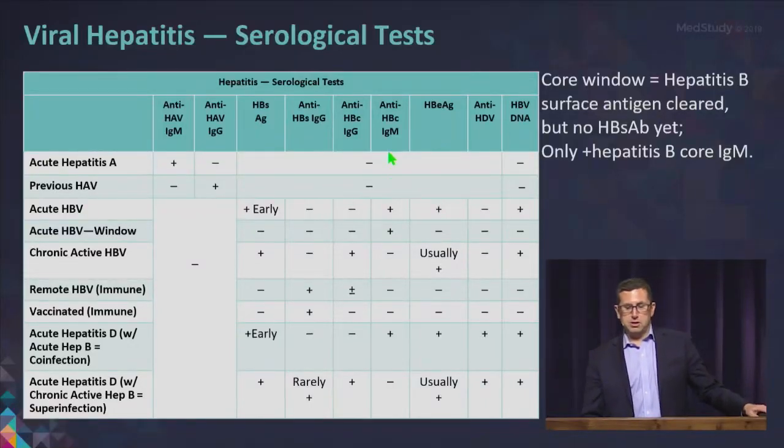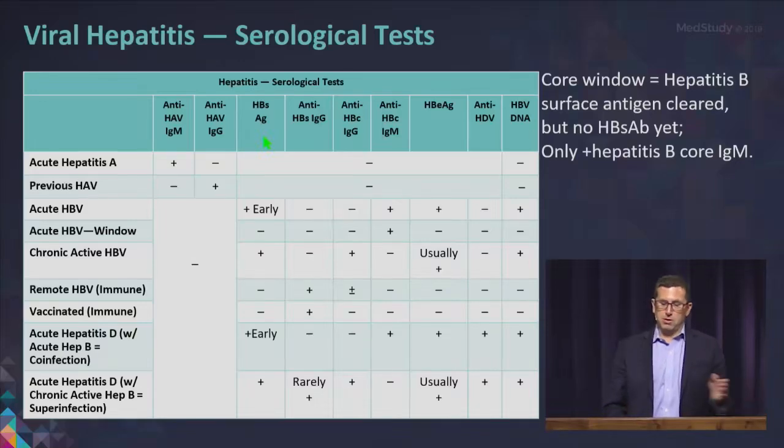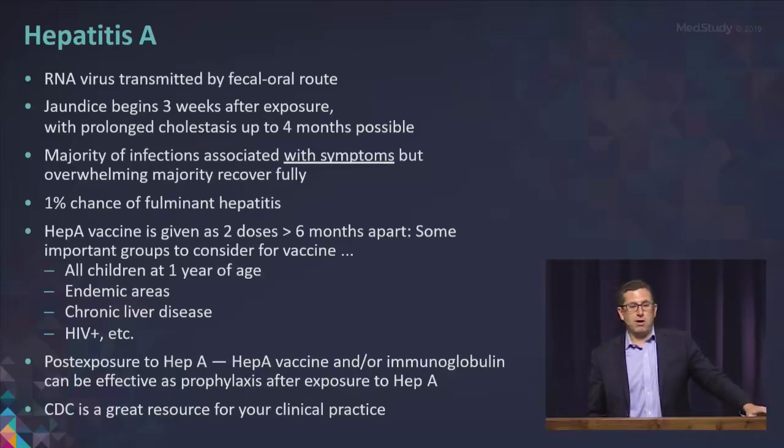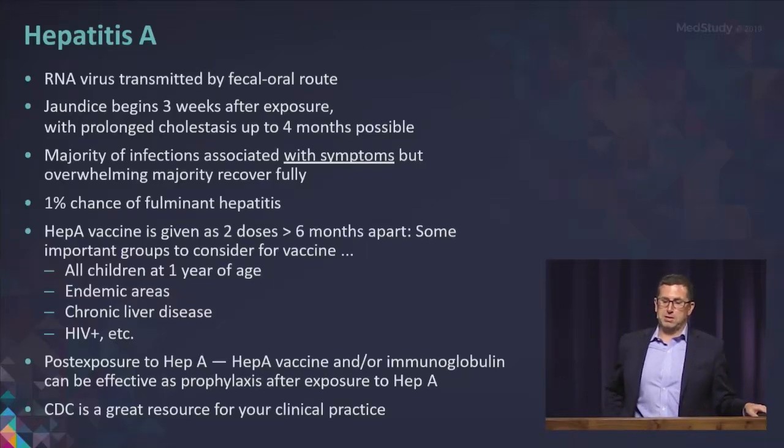This is a slide that just talks about what antibodies look like in the different forms of viral hepatitis. I'm going to go through these in subsequent slides, but this summary slide is here if you need it. For hepatitis A, this is an RNA virus transmitted by the fecal-oral route. Typically, jaundice begins 3 weeks after exposure, with prolonged cholestasis up to 4 weeks possible.